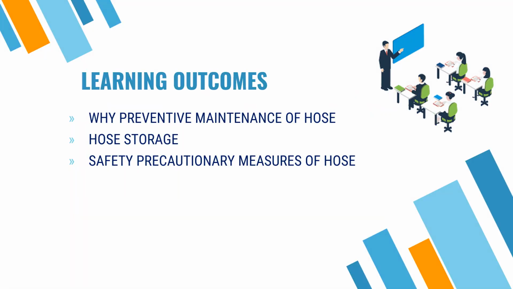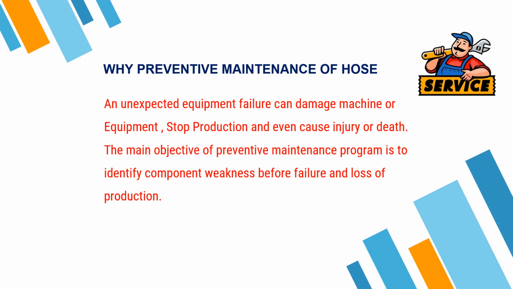Learning outcomes. What are the learning outcomes of this session? Number one, why preventive maintenance of hose is important and required. Number two, hose storage. And number three, safety precautionary measures of hose. So the number one, why preventive maintenance of hose is required.